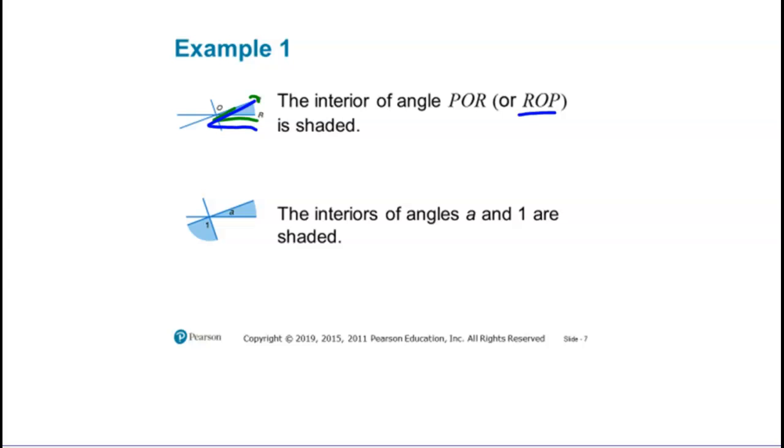And so when we look at the interiors of angles, when we talk about the classification of interiors, we can see that the interior of this angle is called A, and the interior of this angle is called 1. They're different angles, and we could have called them anything. We could have called them Fred or George or anything, but A or 1, using variables with letters and numbers are the most common.